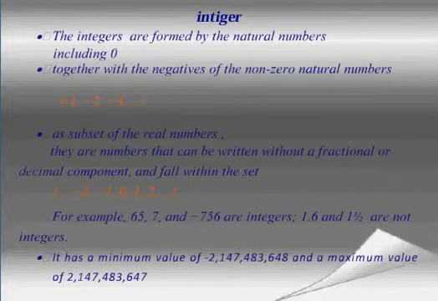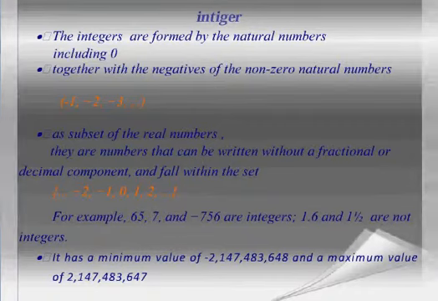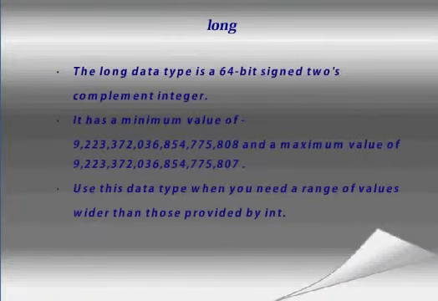Integer. The int data type is a 32-bit signed 2's complement integer. For integral values, this data type is generally the default choice unless there is a reason to choose something else. This data type will most likely be large enough for the numbers your program will use, but if you need a wider range of values, use long instead. Long. The long data type is a 64-bit signed 2's complement integer. Use this data type when you need a range of values wider than those provided by int.